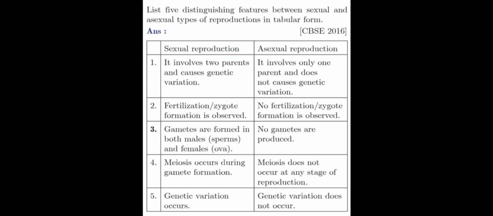In sexual reproduction, gametes are formed in both males and females. There is no gamete formation in asexual reproduction. Meiosis occurs during sexual reproduction. Meiosis or reduction division does not occur at any stage of asexual reproduction. In sexual reproduction, genetic variation occurs. In asexual reproduction, genetic variation does not occur.